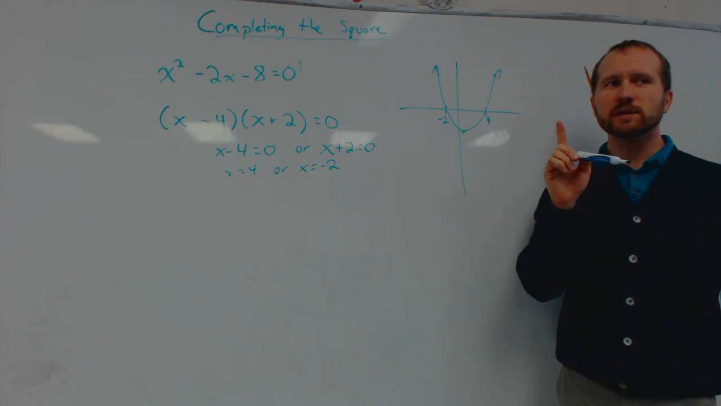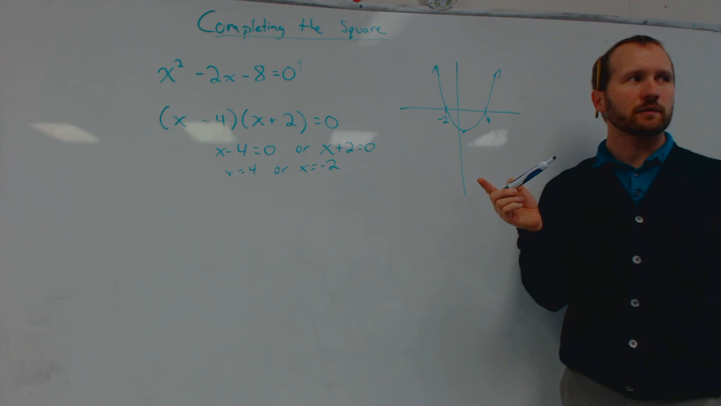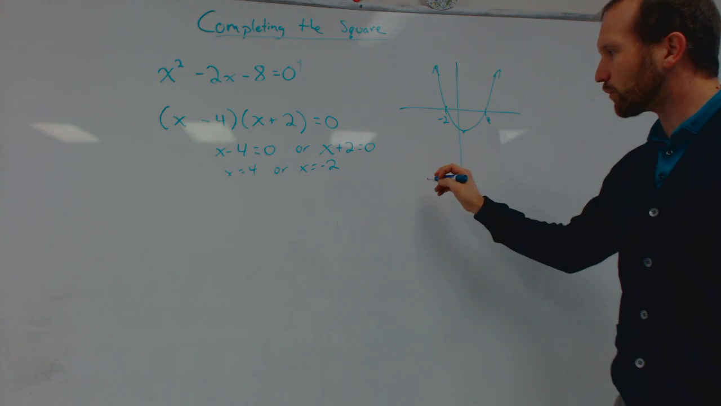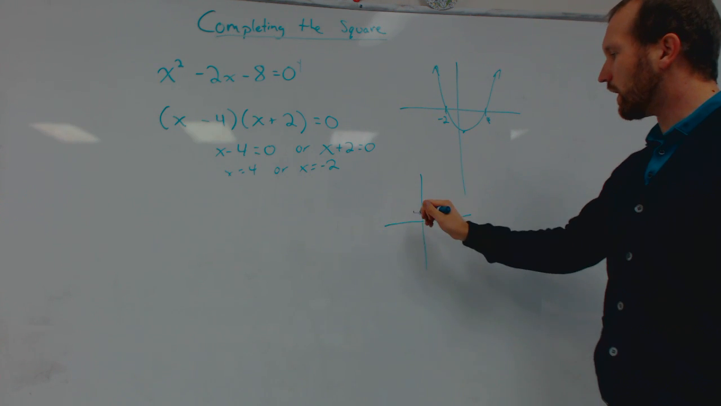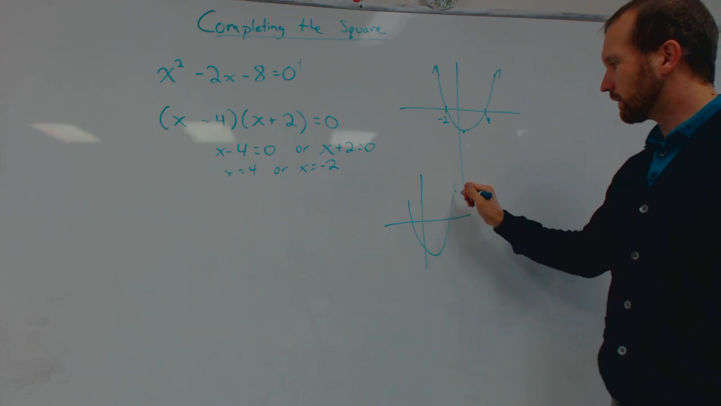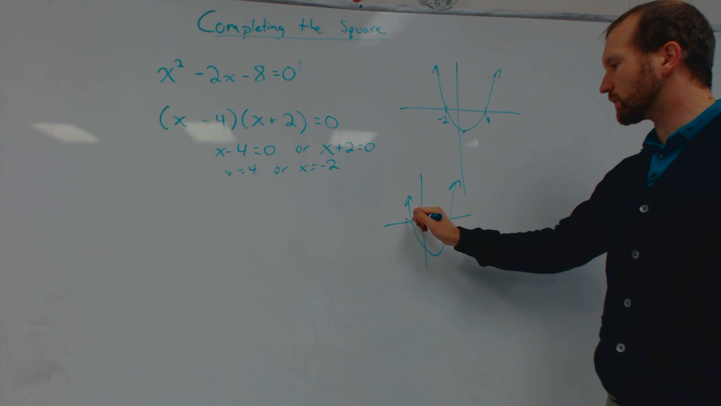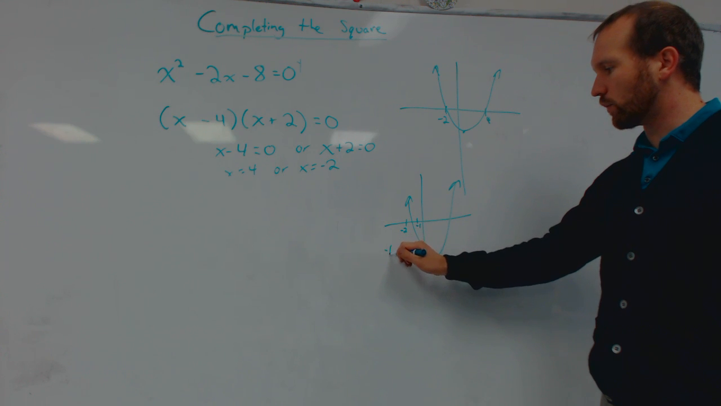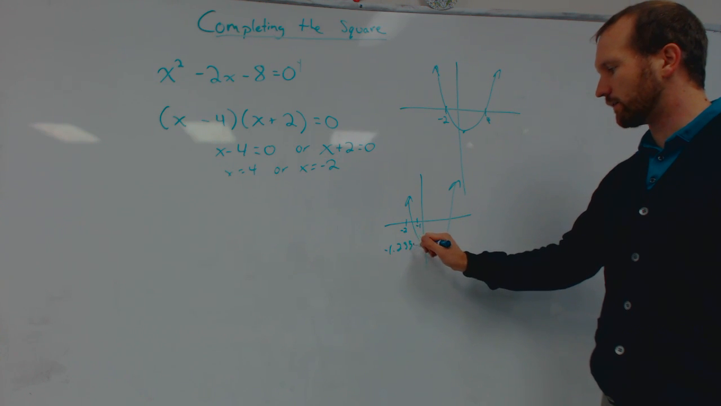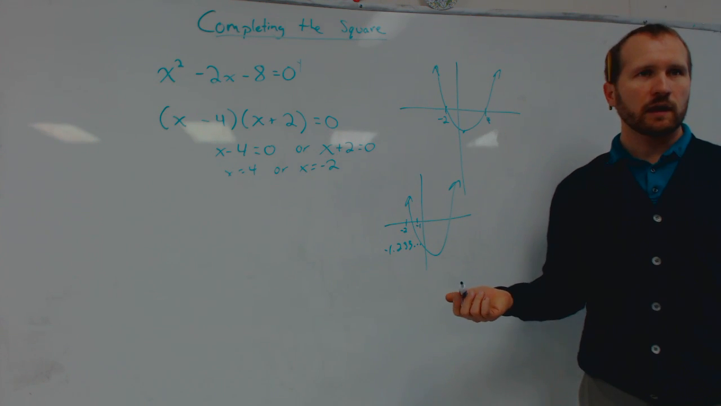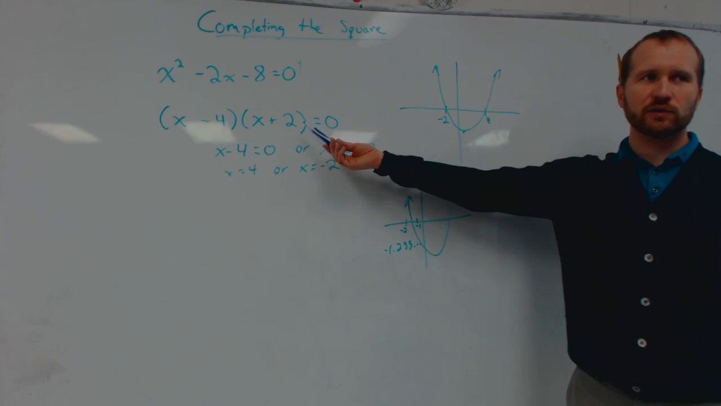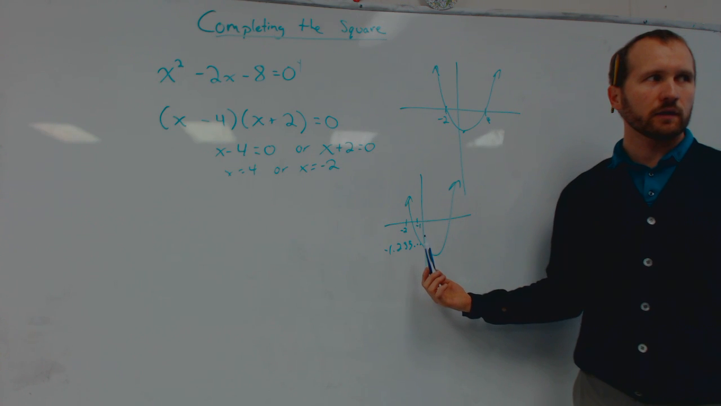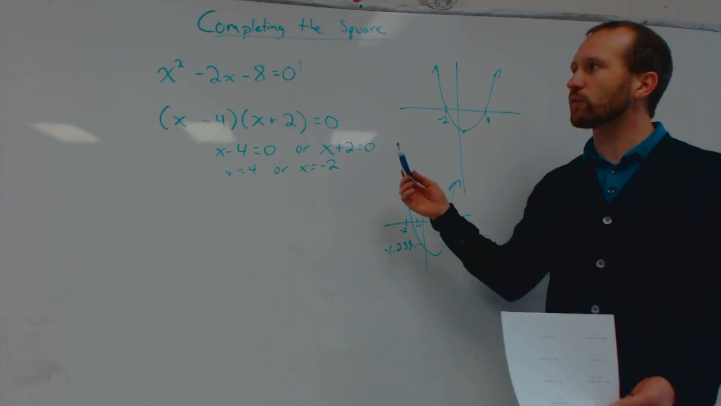But there's something that's really kind of problematic about this. What if I had a parabola that crossed the x-axis somewhere between negative 1 and negative 2? Like maybe negative 1.235. How would I ever find the factor negative 1.235? I don't know any decimal factors.